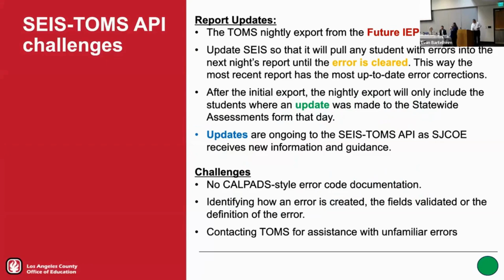TOMS will be a nightly export. The first time it will export everything, and from that point forward, it will only export new updates. But they will be updating from the future IEP tab. So with that, it's important to correct any errors and make sure that that is resubmitted until those errors are cleared. After the initial export, as I said, it will only update any changes made to the statewide assessment form for that day. So it's really important that that statewide data page is up to date and clear.